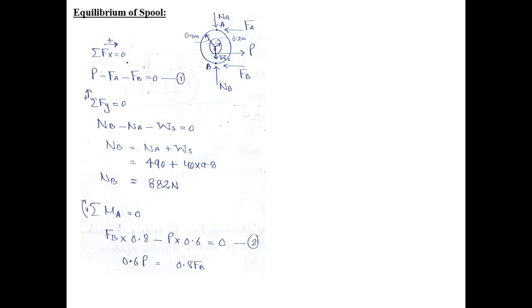Apply summation Fx equals 0. That will give us P minus Fa minus Fb equals 0. This is equation 1. Nothing more can be done from this equation. So let us apply summation Fy equals 0, which gives us NB minus NA minus W, the weight of the spool, equals 0, and this gives us the value of NB, which is 882 Newton. Okay, so we have the value of NA now, and we have the value of NB now.